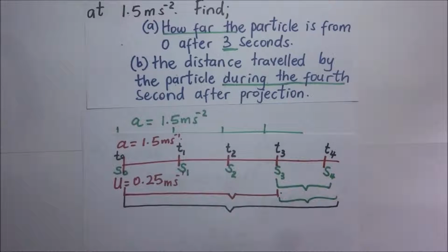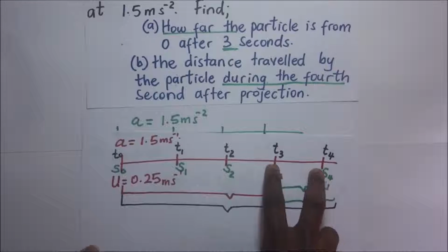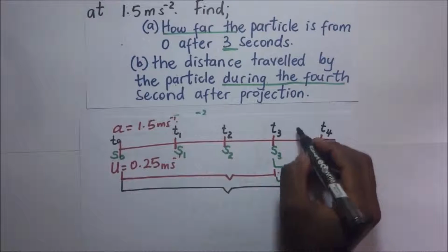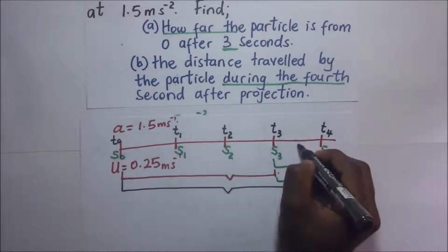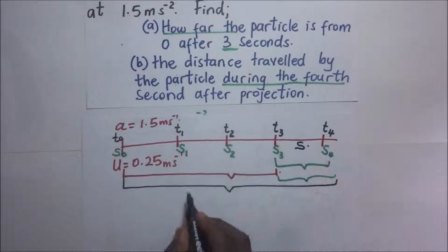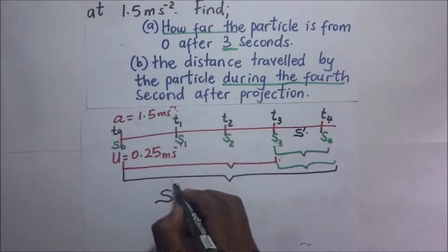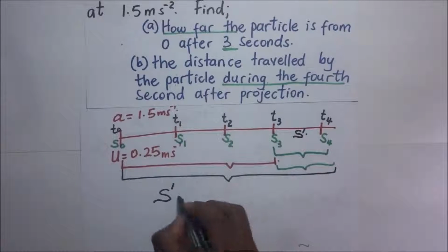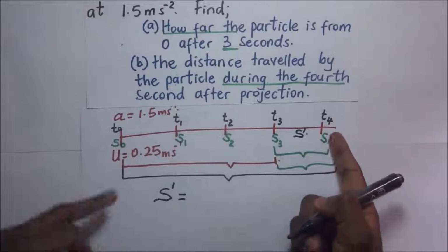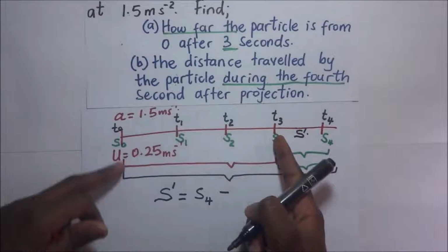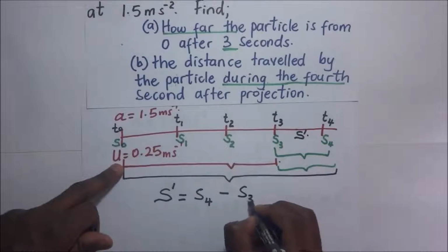So for us to get the distance covered in the 4th second, as the question requires, the formula is very simple. Let's call that distance S prime. The distance covered in the 4th second is going to be equal to the distance covered after 4 seconds, which is S4, minus the distance covered after 3 seconds, which is S3.